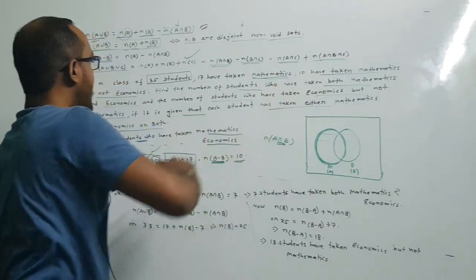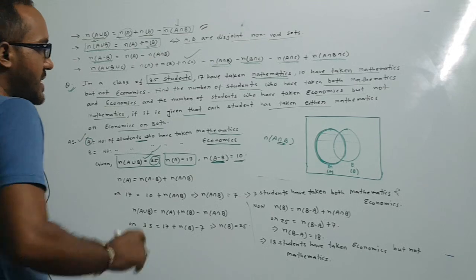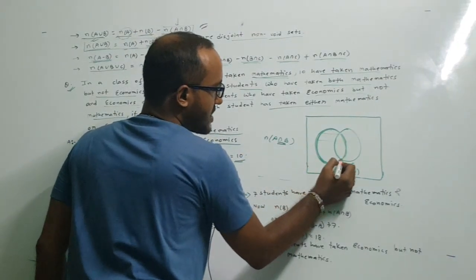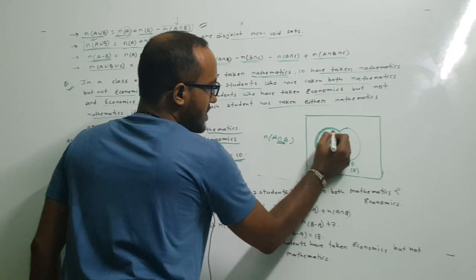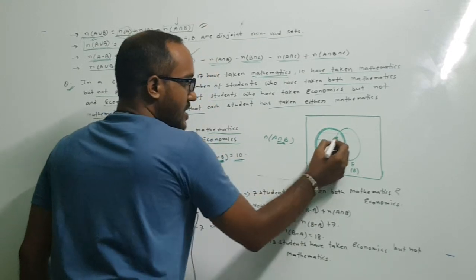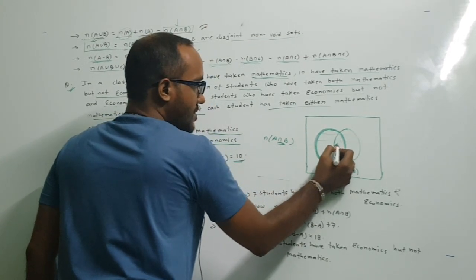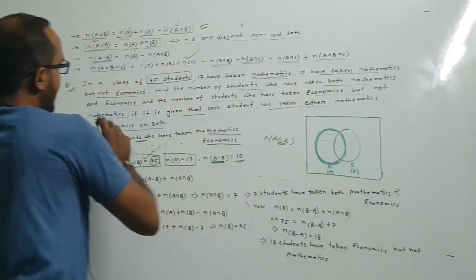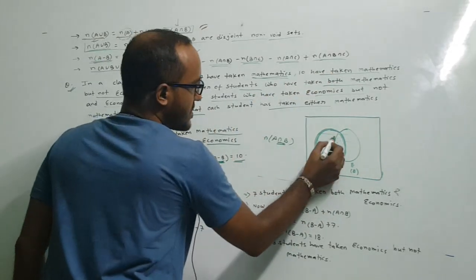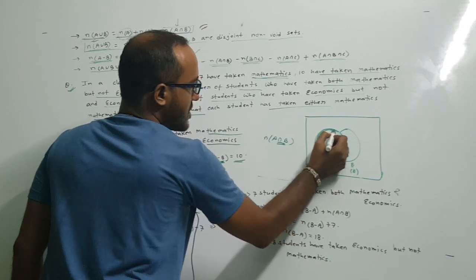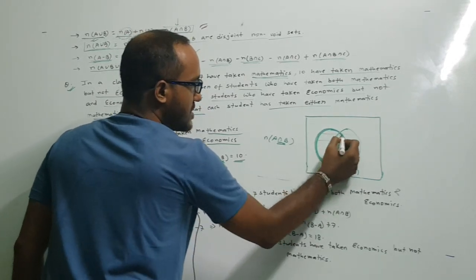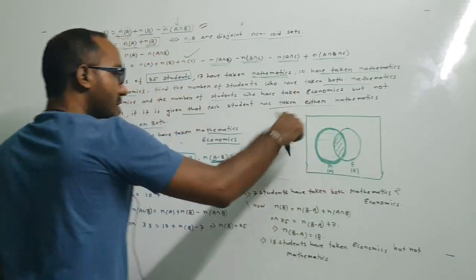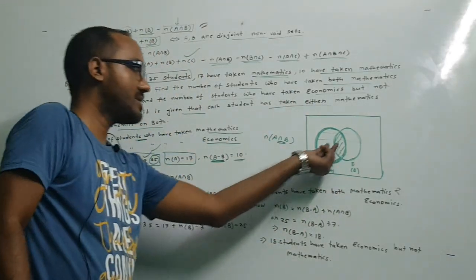Now 10 have taken mathematics but not economics. That means what is the region? This is the region, right? This whole thing is for mathematics, that means here the economics term will also come. So if it is given that 10 have taken mathematics but not economics, that means this part is only mathematics, this is only economics, and this part is for economics and mathematics both. You have to find this region.